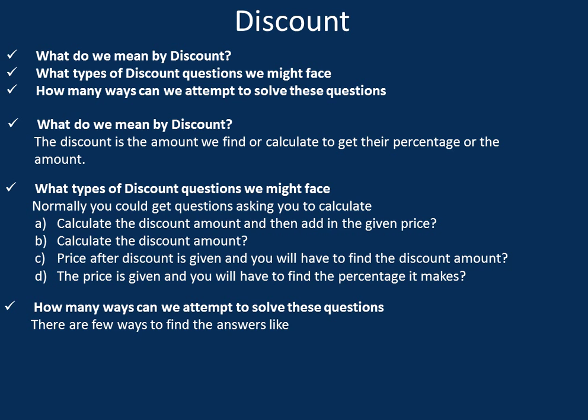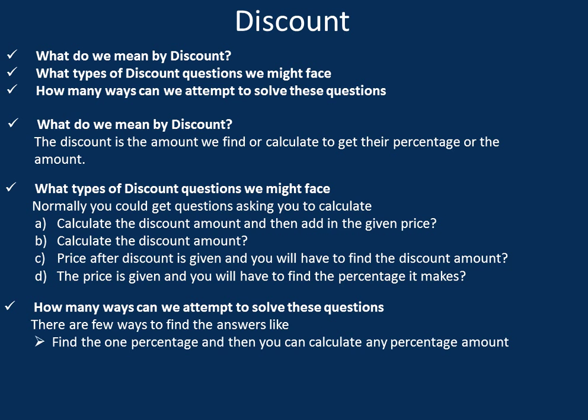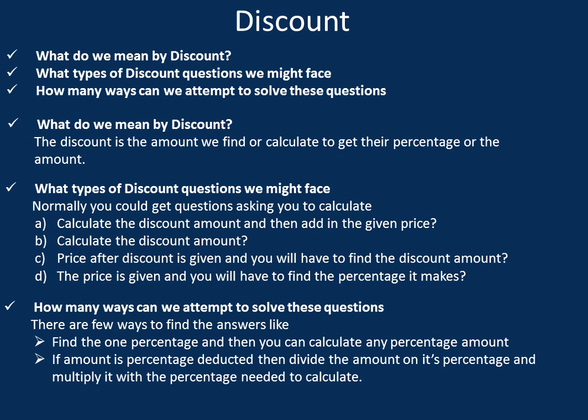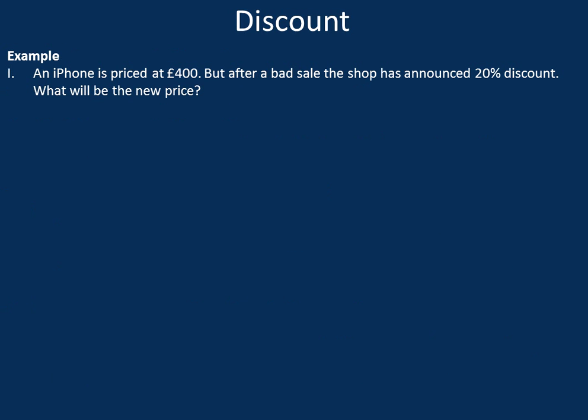Now how are we going to solve them? There are many ways to solve these questions. Number one is to find 1% and then multiply to find the exact percentage that we are asked for. If the amount is a percentage deducted, then divide the amount by its percentage and then multiply it by the percentage needed. To do that, we're going to look into our first example.